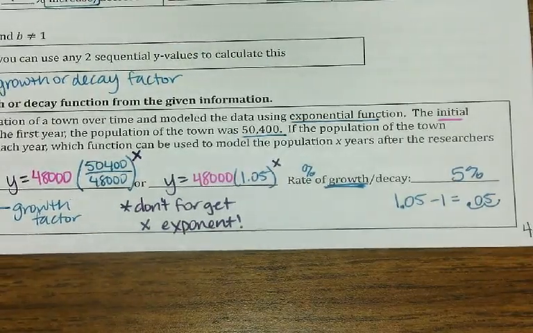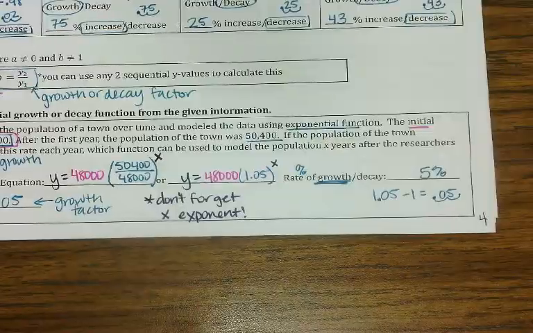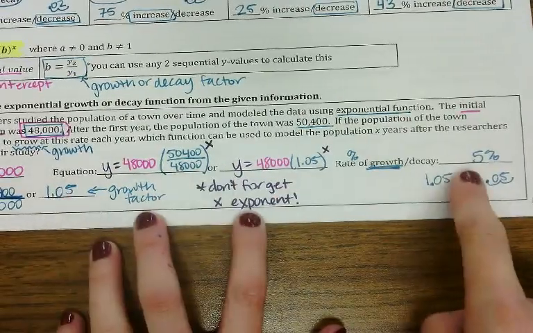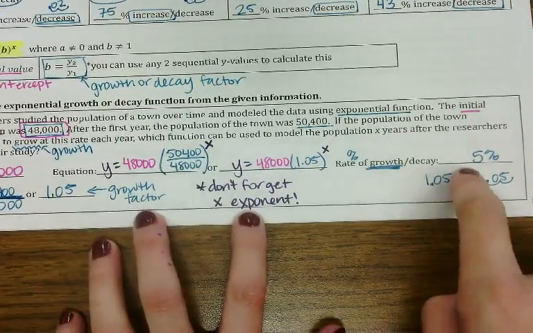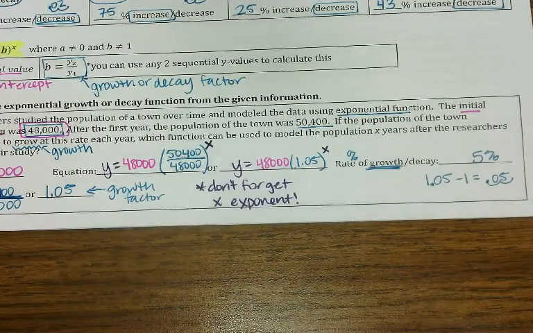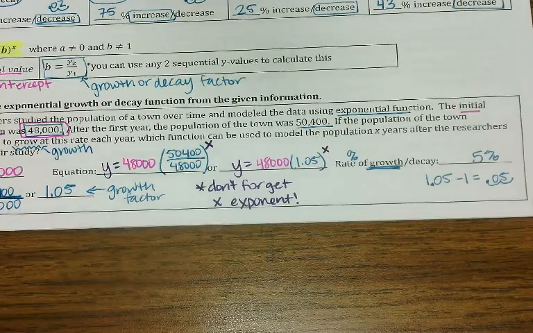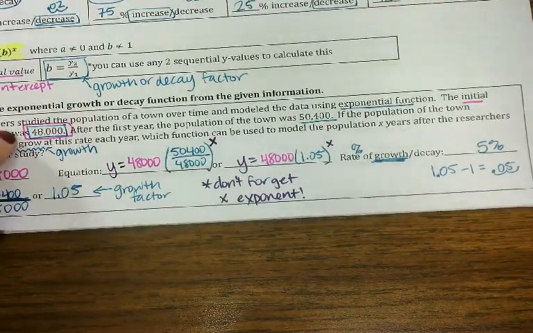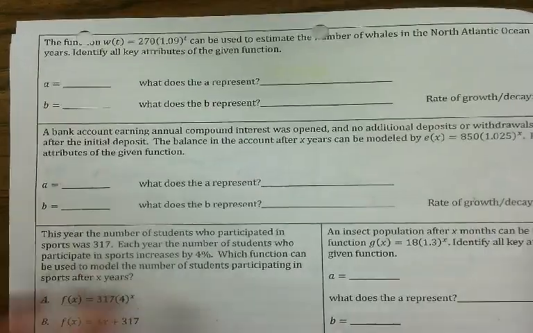Does that make sense? If I was asking for the B value, that's 1.05. If I was asking for the rate of growth, that's 5%. They're different, but they're also kind of the same. They're connected to each other, but they're different asks, okay? So let's take a look here. We only got about 5 more problems, and then you guys will get to work on your homework today.